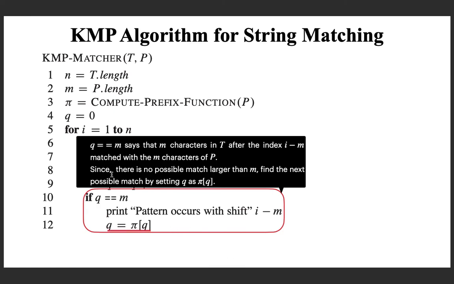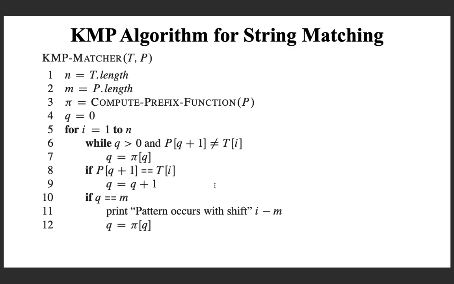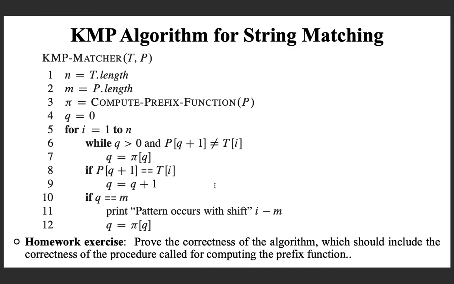Why? Because you cannot have a possible match larger than the pattern, because the pattern is what you are looking at. So what you can do? Then the next possible match is actually given by pi q, which follows from the definition of pi, which means if you want you can recall what the definition is and see that it is correct.